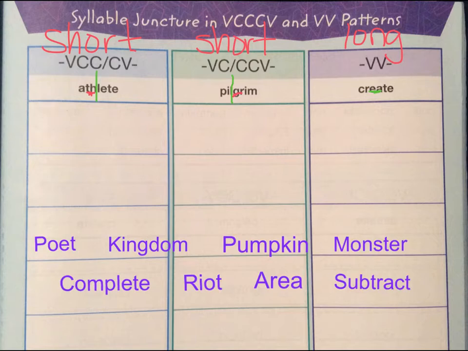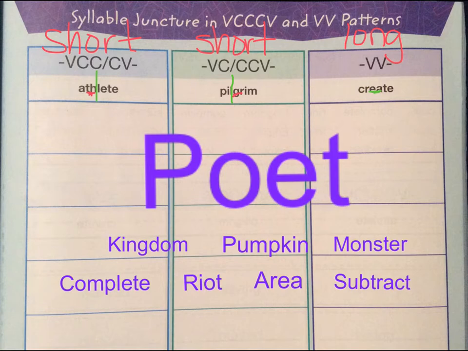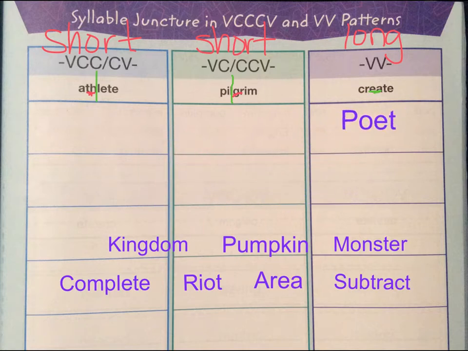So let's go ahead and look at our first word. So the first word we have is poet. So find your word poet in your words. Poet, poet. So we can see that poet makes the long vowel sound. I can also see that it has the O and the E in it, which means that it goes in the vowel, vowel column. So poet goes over here in the third column.